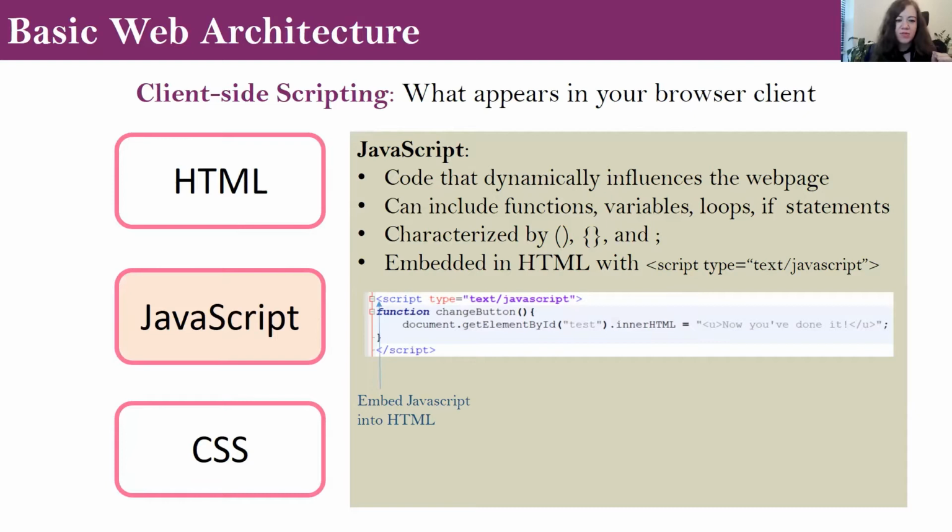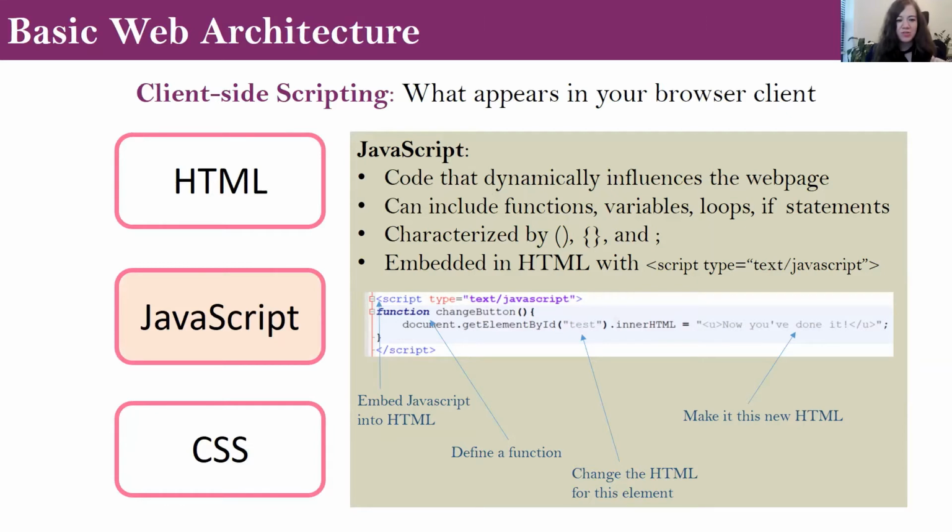And then what this JavaScript code does is that it defines this function that I've called changeButton here. And what it's doing is it's getting this element that's in the web page. This element is called test, and it's changing the inner HTML of this element. And what it's changing it to is this new HTML. You can see that it's HTML because it has this A tag here. This U tag actually makes the text underlined.